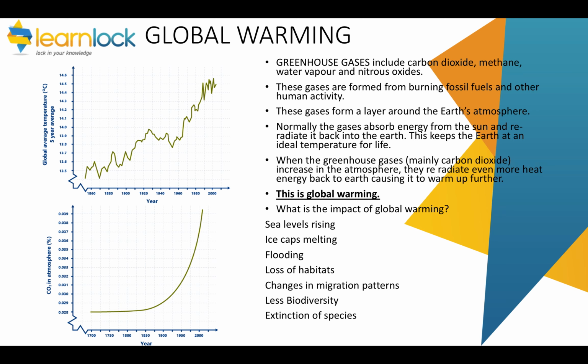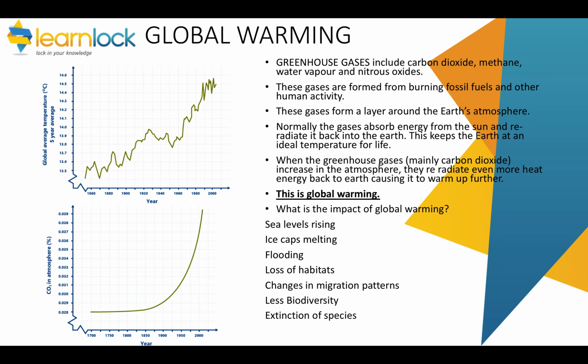Because they're the ones caused by human impact. These gases are formed when you burn fossil fuels and cattle farming, things like that, but mainly burning fossil fuels. And normally these gases form a layer outside the Earth's atmosphere in space. And they're a good layer. What they do is normally when the sun's heat comes in, they re-radiate the heat back into the Earth, and that keeps the Earth at a nice temperature for life.